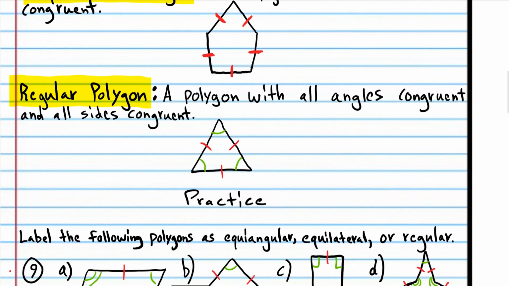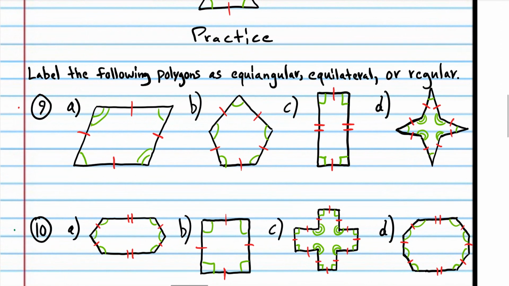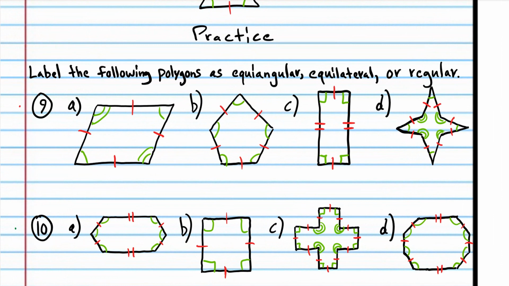A regular polygon is a polygon with all angles congruent and all sides congruent. So the green arcs show that the angles are all the same measure, and all the sides have the same length. So let's do some practice. It says label the following polygons as equiangular, equilateral, or regular.